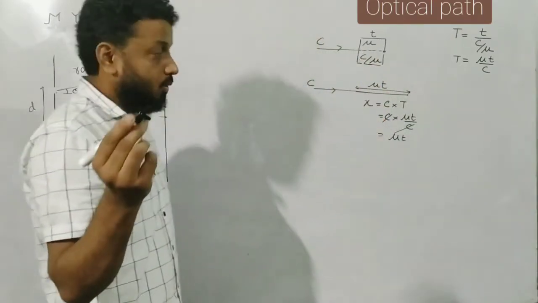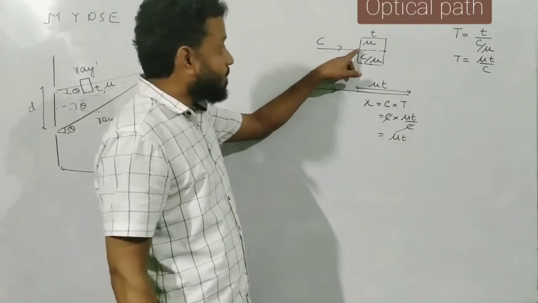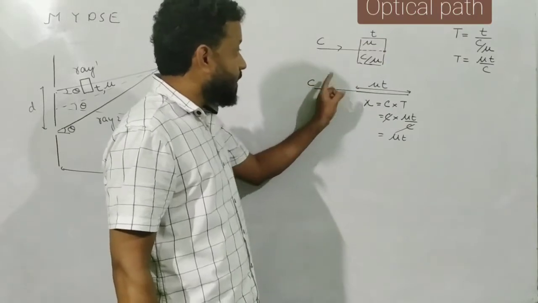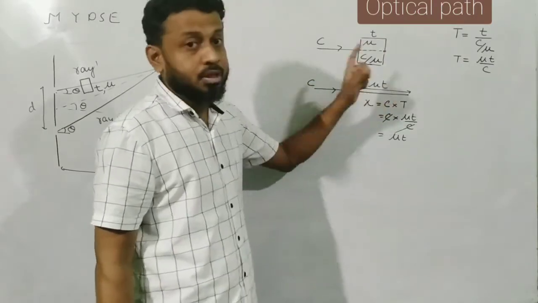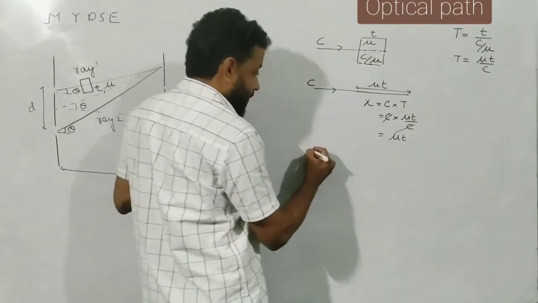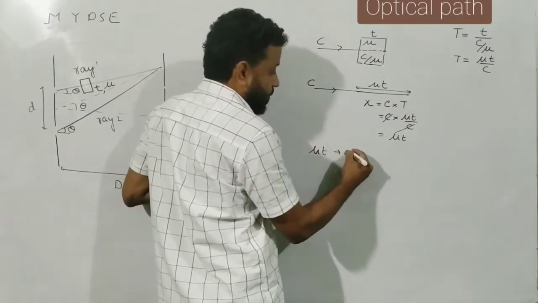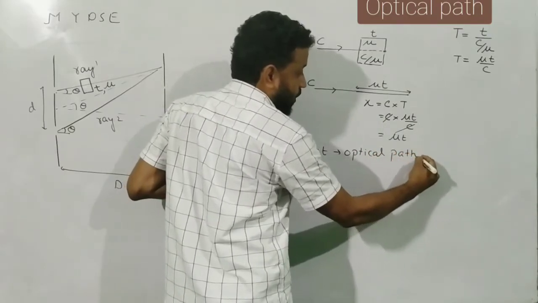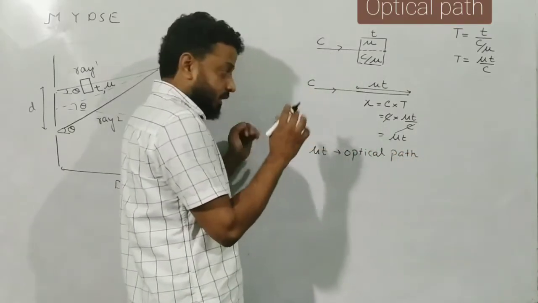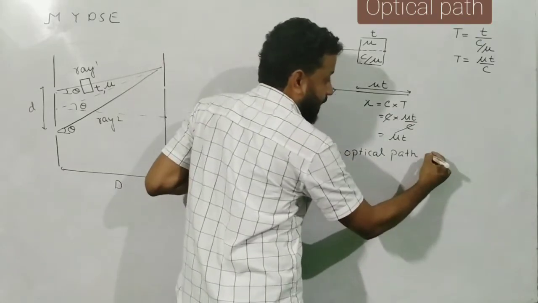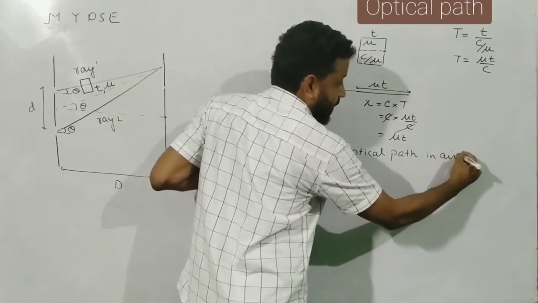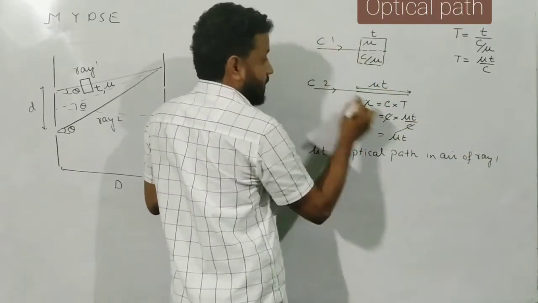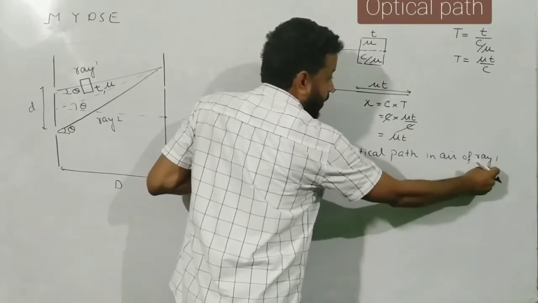So what has happened here? By the time this travels a distance of t in a medium, this ray in air has traveled a distance of mu t. Okay? This mu t is called optical path. Now I am going to discuss this very clearly. This is called optical path in air of ray 1. This is ray 1, this is ray 2. Yes, optical path in air of ray 1.